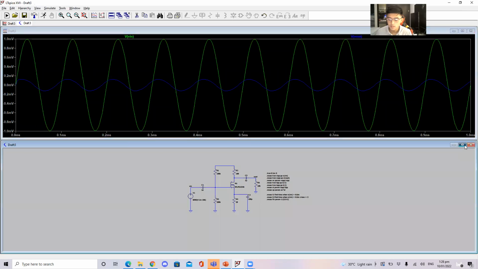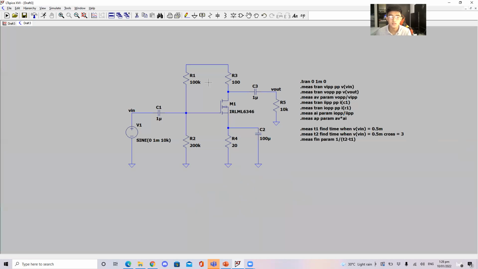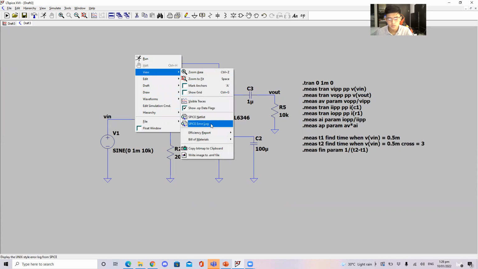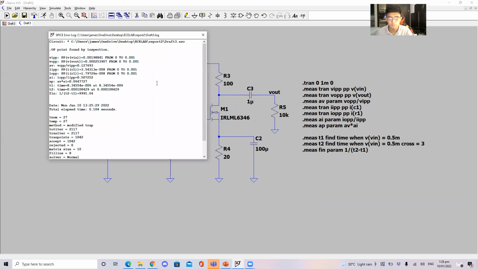Now that we have discussed the results and simulation of this circuit, we're going to move on to the commands where you're going to find the answers for your current gain, voltage gain, the power, and your bandwidth. In order to get that, you just go to your SPICE error log, and basically I already wrote the commands, and these are the answers it gave me.